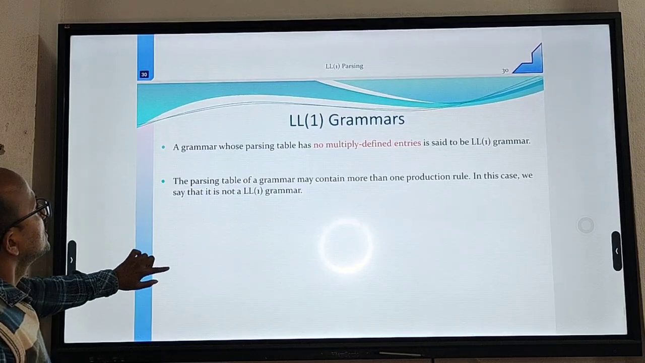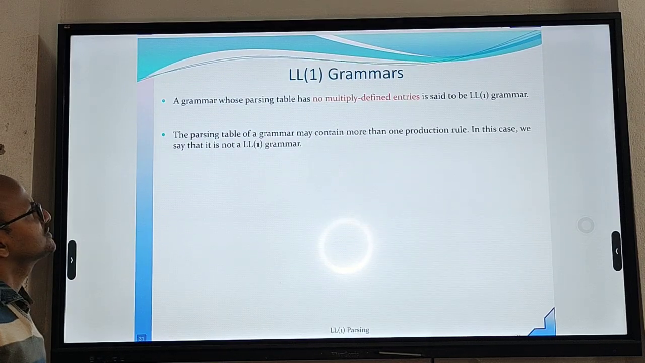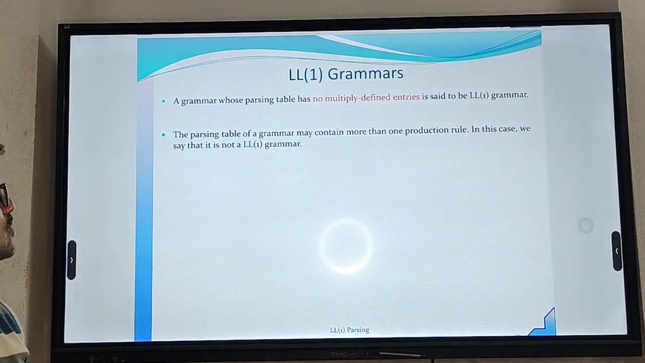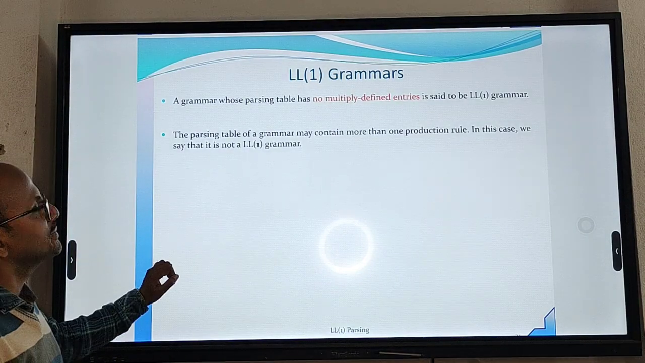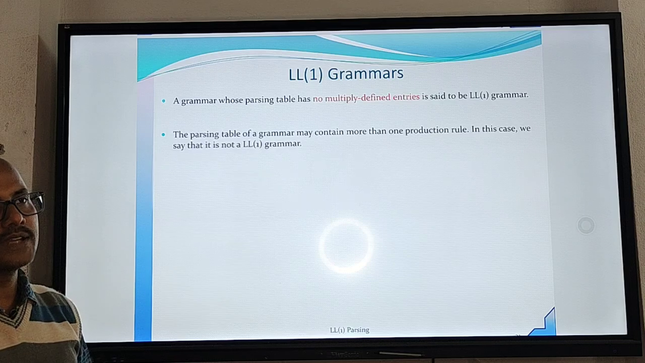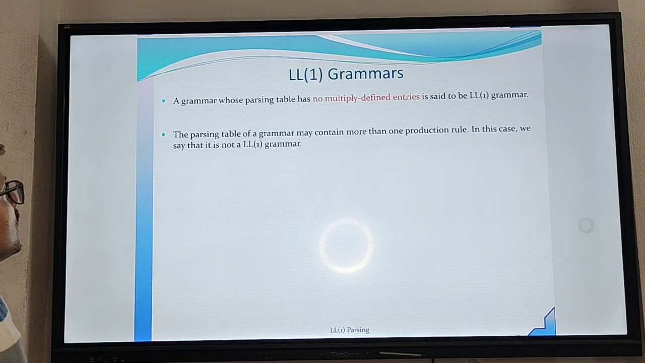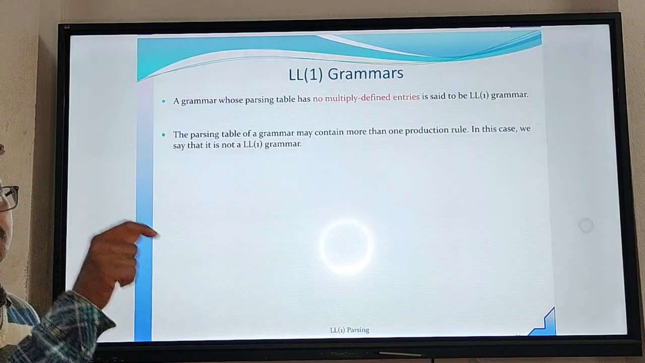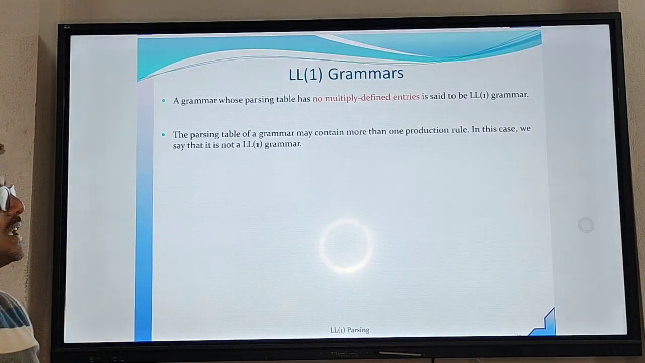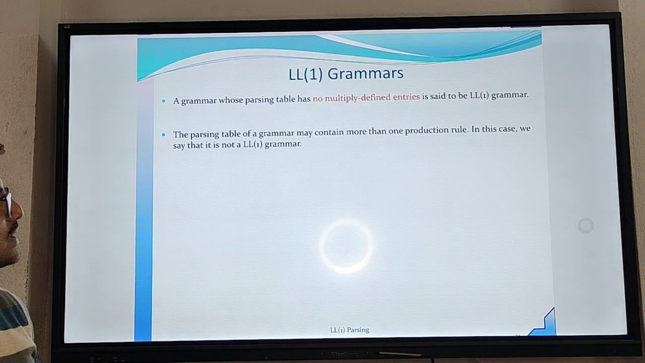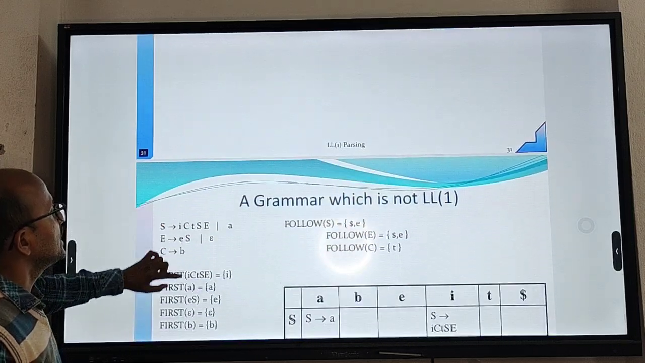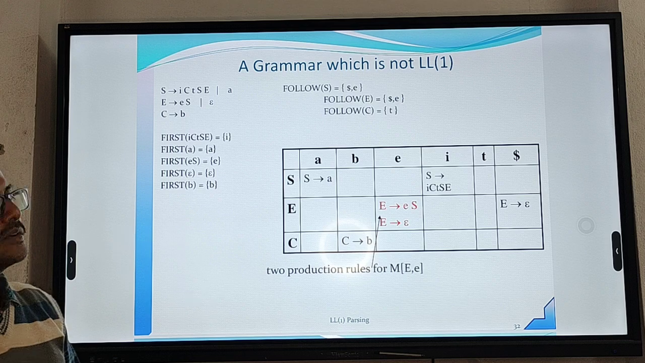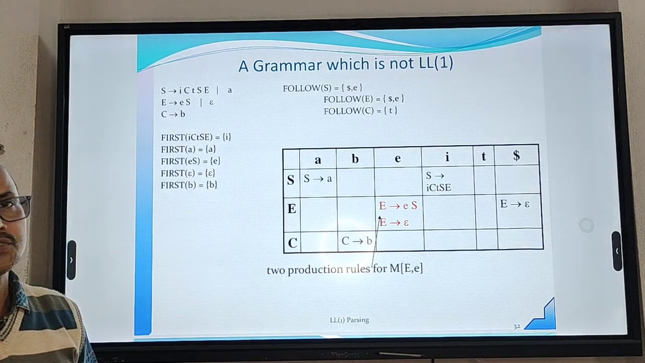Now the LL1 grammars. Just by observing the parsing table we can find whether a grammar is LL1 or not. If we have more than one production rule in a particular cell of your parsing table, then we claim that this grammar is not LL1. Just have a look at how we can decide that a grammar is not LL1.